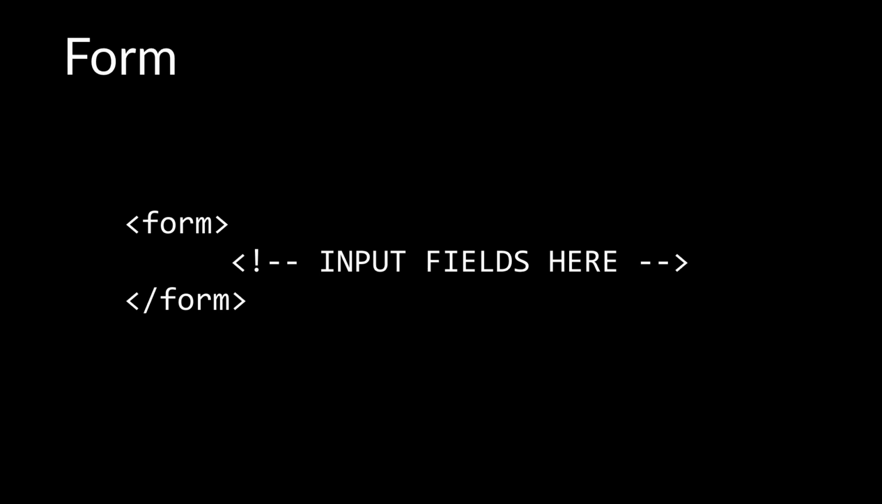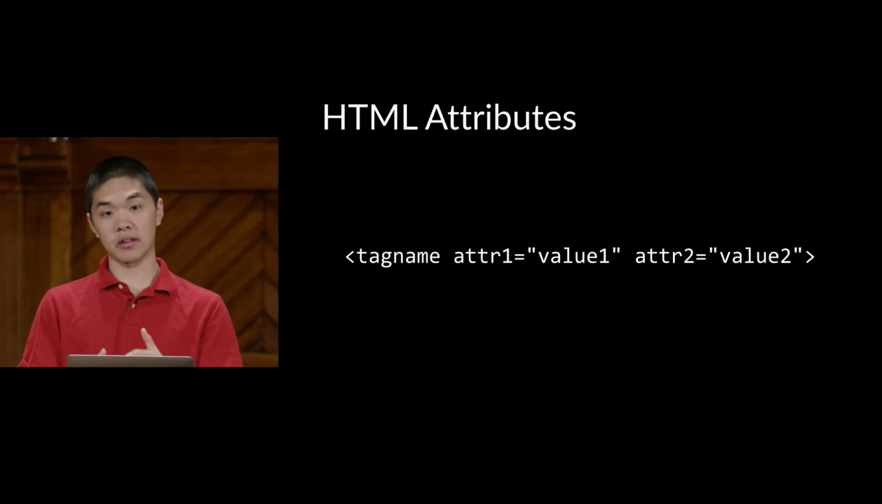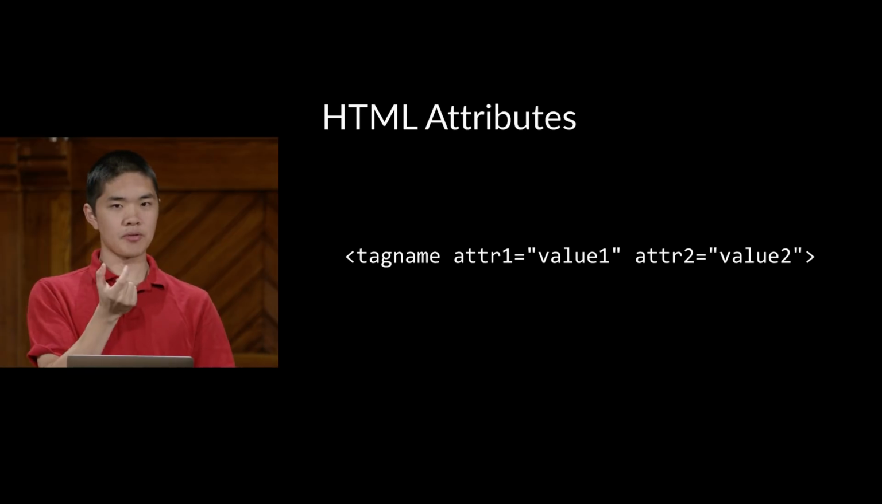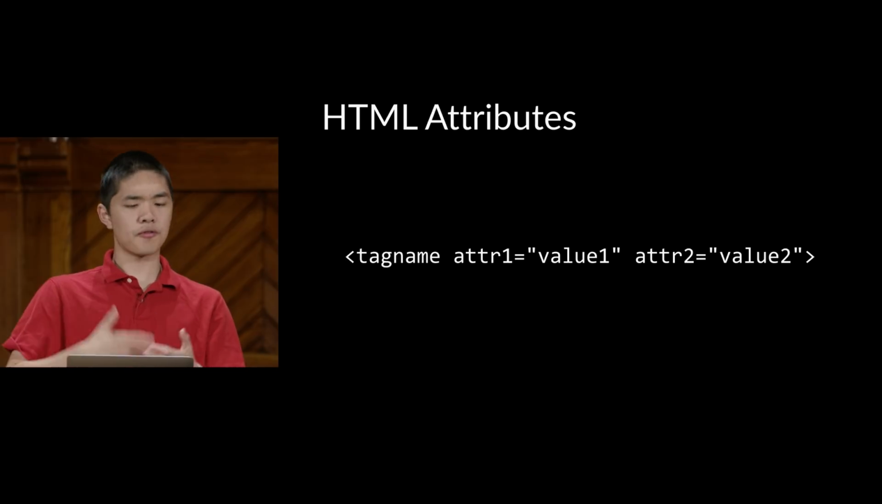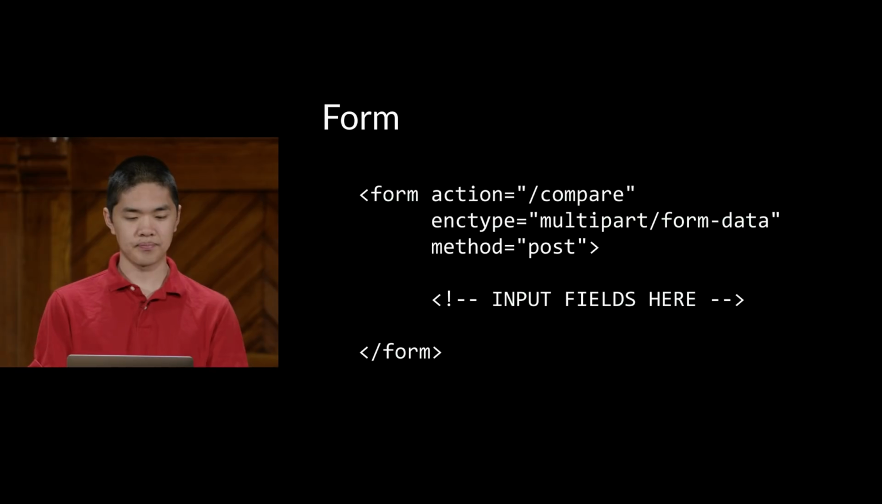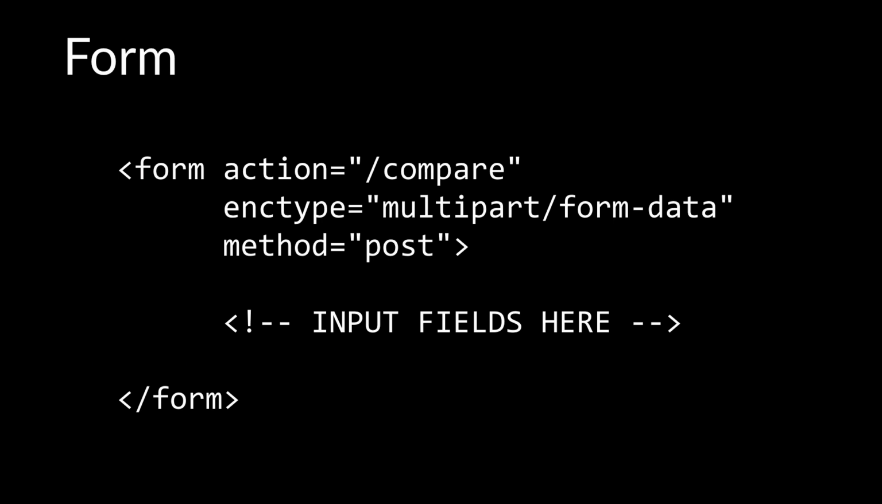Recall that in HTML, we're able to specify HTML attributes, where tags can have attributes that look something like this, where after the tag name, you specify an attribute name, equal sign, and then the value of that attribute in order to configure the tag to behave in a particular way. In the case of our form, we're going to need a couple of these attributes in order to make sure the form behaves as expected. In particular, the form's action attribute is going to need to be /compare, because that's where we want the data from the form to be sent to, the /compare route.